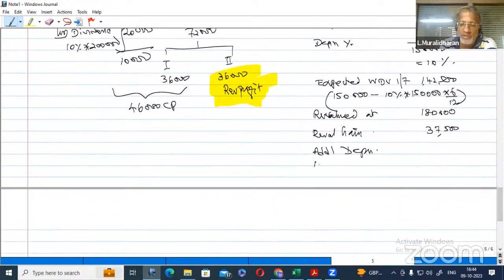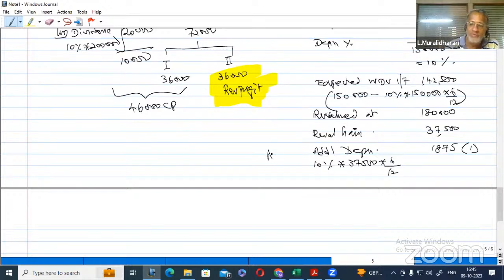So additional depreciation is 10% on 37,500 for a 6 months period. So how much does it come to? I don't have the calculator, as I'm just rushing back from personal work, so I'm using my mobile for this purpose. So 10%, 0.1 into 37,500 divided by 2, gives me 1,875. 1,875 is method number 1. So additional depreciation is worked out this way: 10% on 37,500 into 6/12. This is one way of looking at the subject matter.